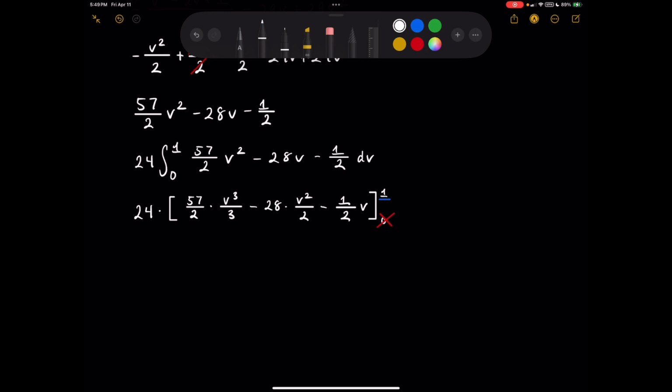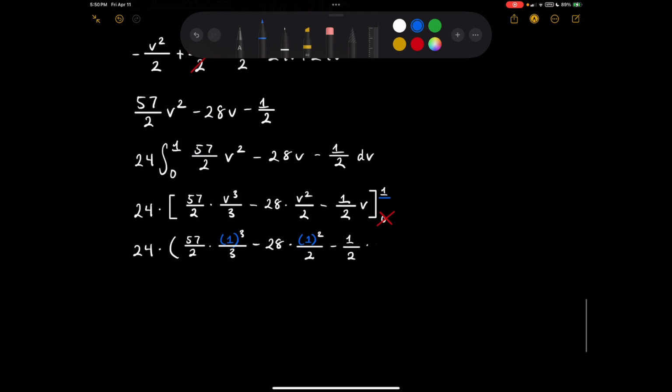So this will be 24 times 57 over 2. I'll put this in parentheses. Yeah, 57 over 2 times, and this is going to be 1 cubed divided by 3 minus 28 times 1 squared over 2 minus 1/2 times 1. And what does that evaluate to?